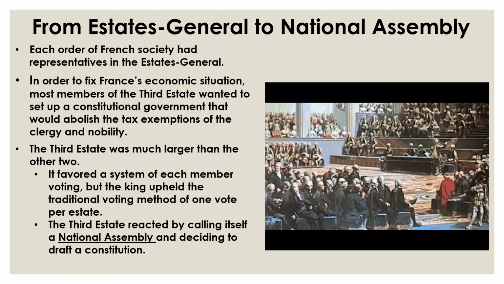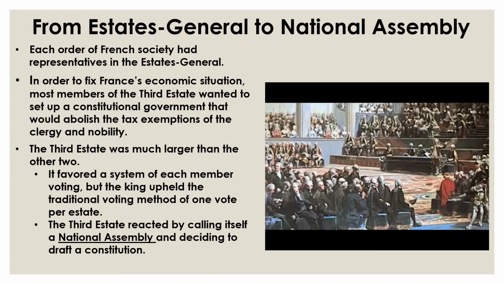they saw in England. The Third Estate was much larger than the other two, though, since it represented 98% of the population, and the bourgeoisie were the leaders, of course, of the Third Estate. Because they had been indoctrinated by Enlightenment ideals, the Third Estate favored a system of each member voting in the Estates General, a vote by head, if you will, since they represented 98% of the population and they had a larger group there representing their estate.